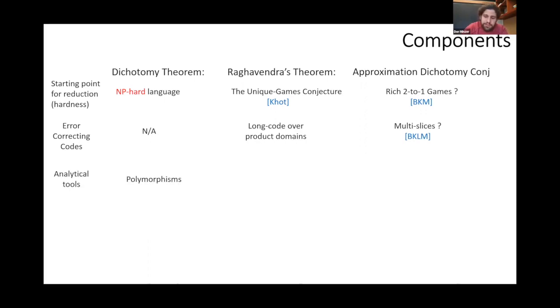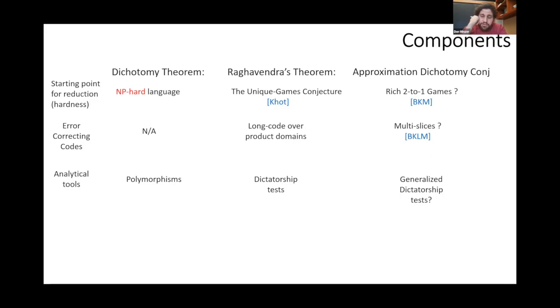And finally, you really need the meat in all of these constructions, which is some analytical tools. In the dichotomy business, this is what we refer to as polymorphisms, which we saw earlier. In Raghavendra's theorem, it's something called dictatorship tests. And very creatively, in this approximation dichotomy conjecture, we believe you're going to need something more general, which I'm going to call generalized dictatorship tests. So these are the components that go into these results.